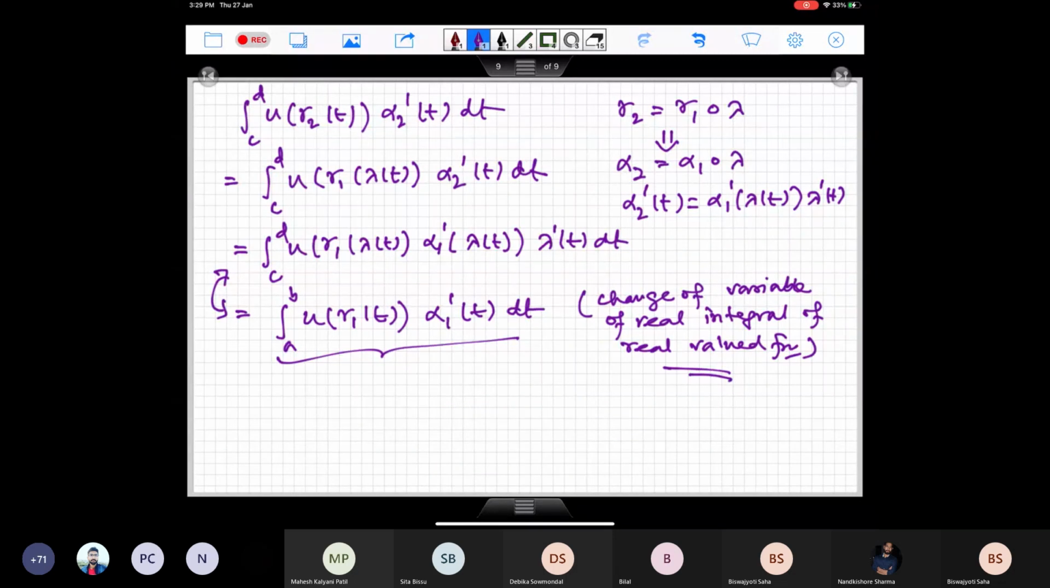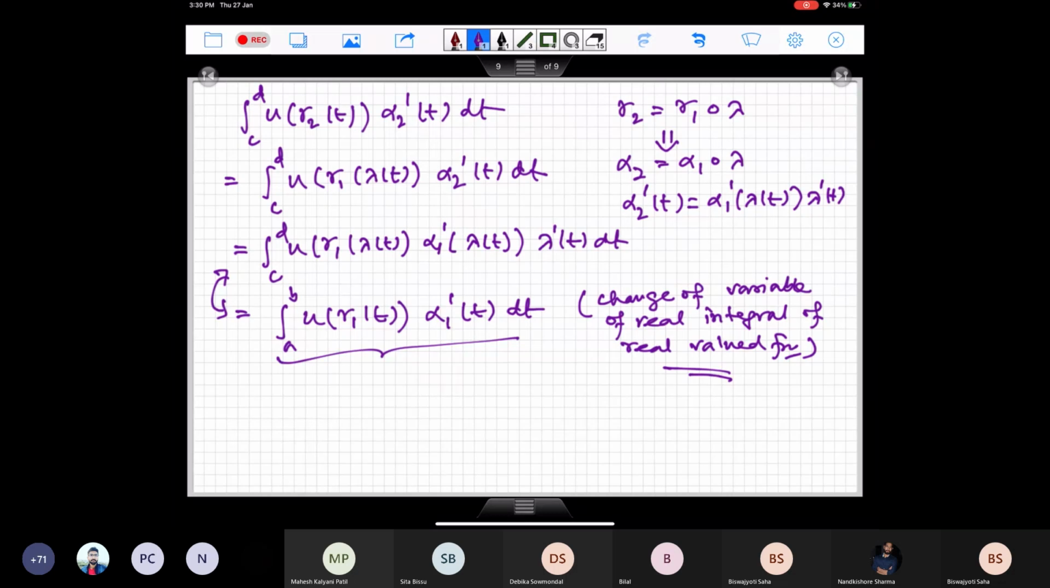Yeah, this is fine, I guess. Just a second. This is all right, because, let me see, what is gamma of C? Gamma of C is A. And lambda of C is A, lambda of D is B. So this is fine, absolutely. So this is the integral from A to B of U of gamma 1 t times alpha 1 prime t dt. This is just change of variable of a real integral of a real valued function.